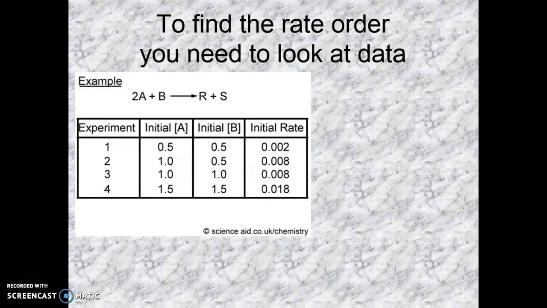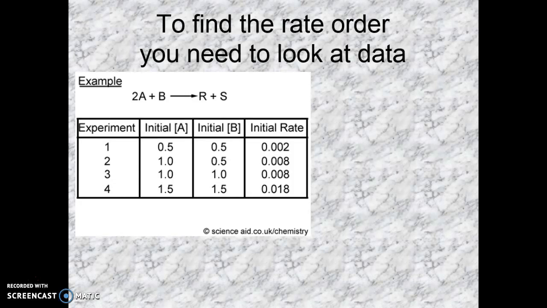All right, how can we find out the rate order of a reaction? Well, in this case, you're going to need to use data. So we're going to perform experiments as we change concentrations of things. We're going to measure how much the rate changes. So this is how you're going to do it if you're given rate data.